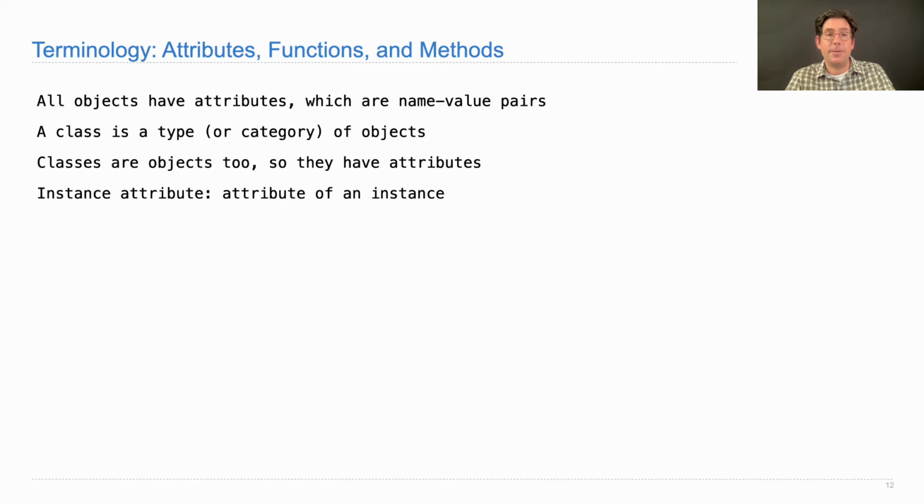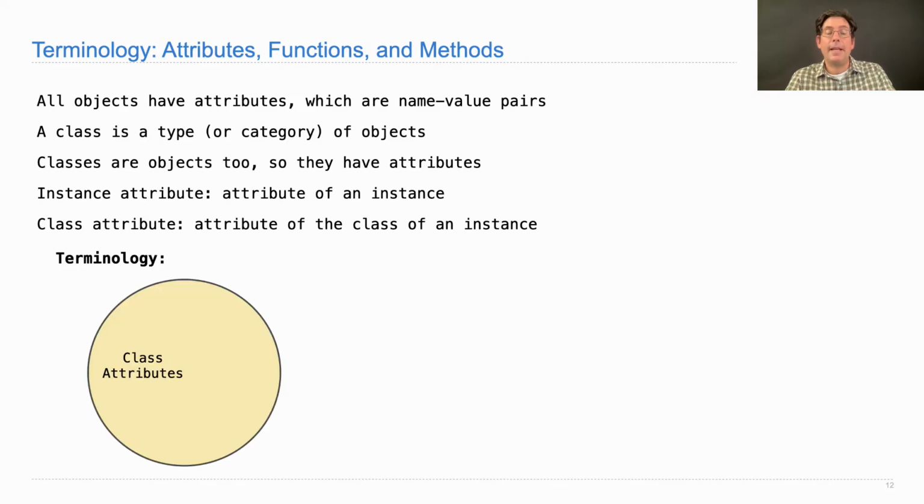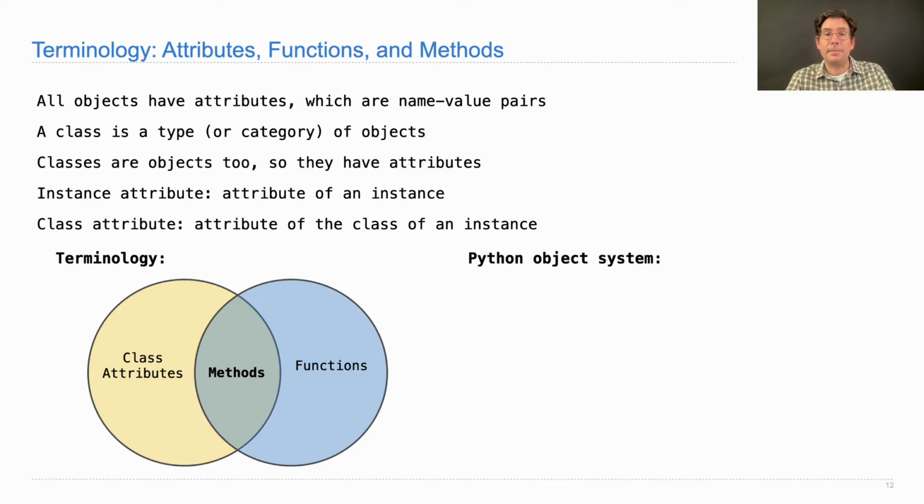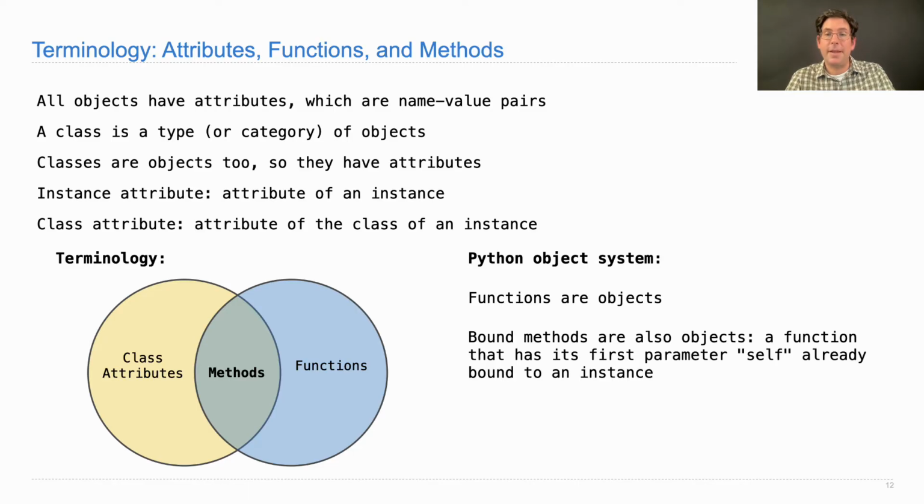An instance attribute is an attribute of an instance of a class, whereas a class attribute is an attribute of the class itself, which can still be accessed from an instance. A class attribute, which is also a function, is a method. In the Python object system, functions are objects and bound methods are also objects. They are just a function that was a class attribute and has had its first parameter self already bound to an instance of the class.